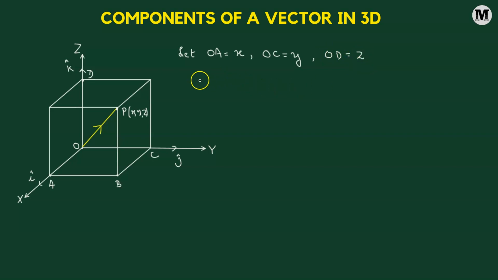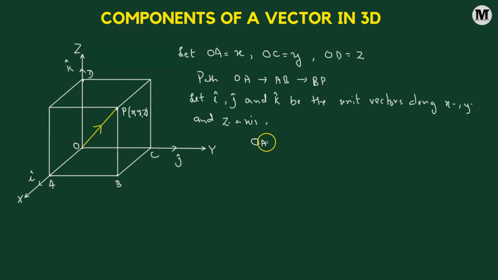Okay. Now the path that we'll be taking is OA followed by AB and then reach the point P via BP. Since i cap, j cap, and k cap are the unit vectors along the x, y, and z axis, we have the OA vector represented by the magnitude x multiplied with the unit vector along the x-axis. Then the OC vector is going to be y times j cap, and the OD vector is going to be z times k cap.